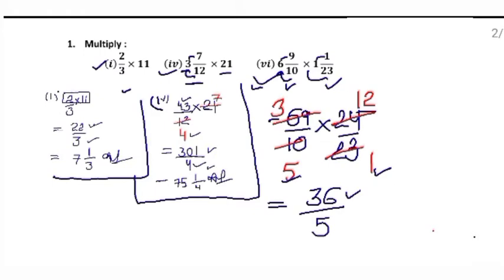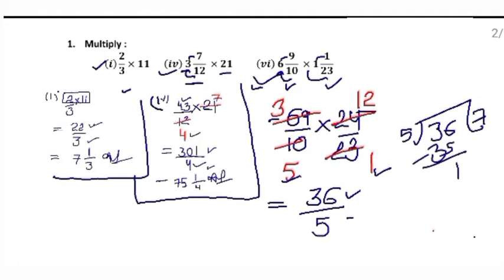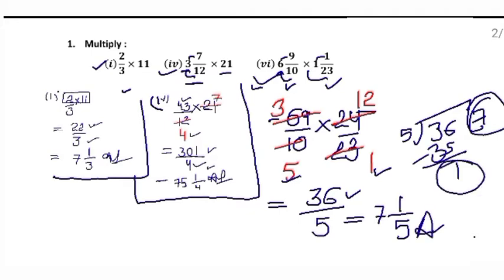Again numerator is greater than denominator, so you will change it into the mixed fraction. Divide 36 by 5. 5 sevens are 35. 1. Denominator will remain same, 5. This quotient will become the whole number 7 and this remainder will become numerator. So what is your answer now? 7 whole 1 upon 5.